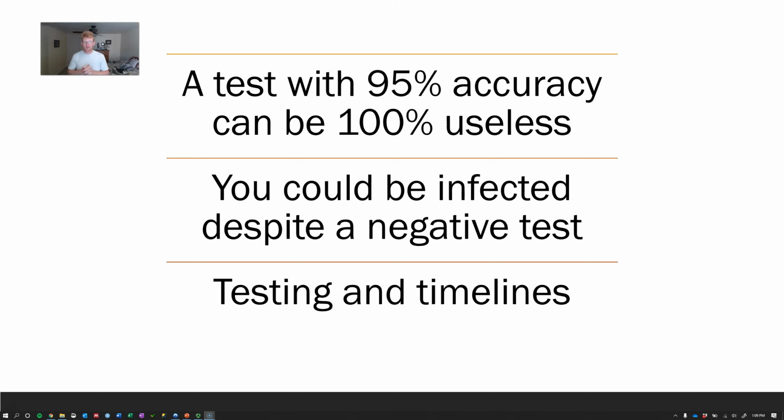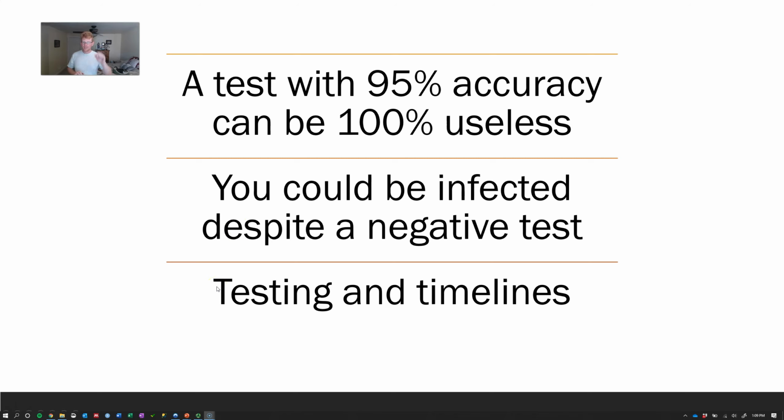There's kind of three main points that I want to get across in this video. First of all, I want to talk about how a test that's supposedly 95% accurate can be completely useless and not give us any information that's actually valuable. I also want to talk about some of the ways that you might actually have the coronavirus yet get a negative test, and what some of the implications are of that. And I also want to talk about the timeline of testing. So how long has it been since you were exposed or possibly infected, and how that might affect the coronavirus test results that you get. I'm hoping this will be 10, 12 minutes, but we'll see what happens.